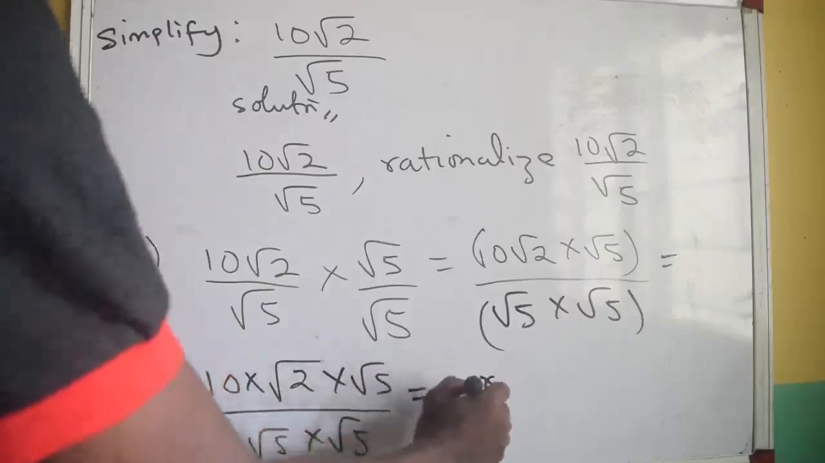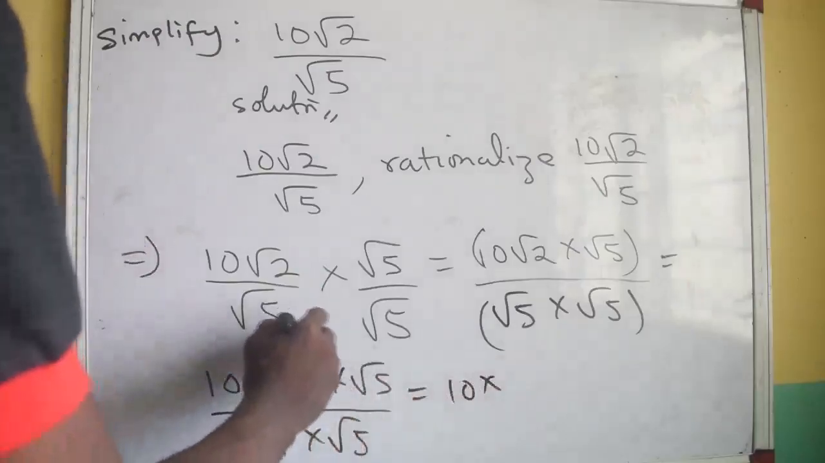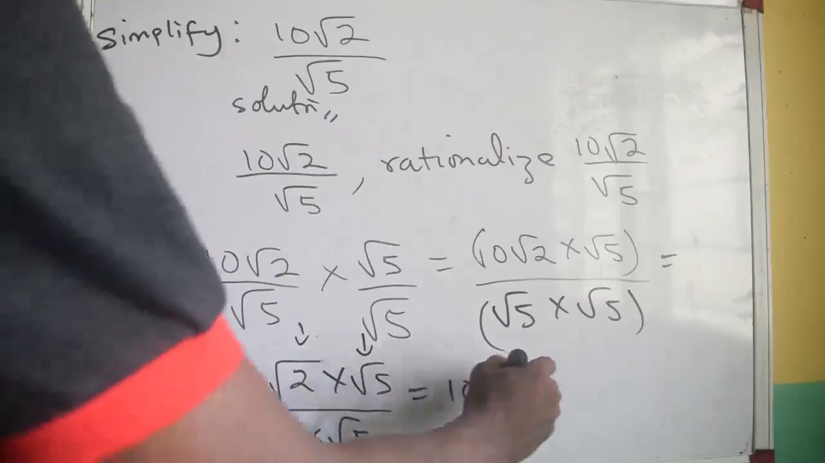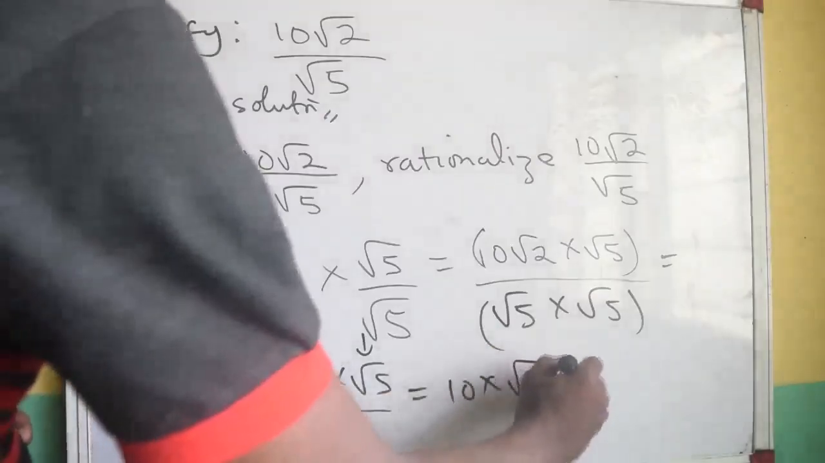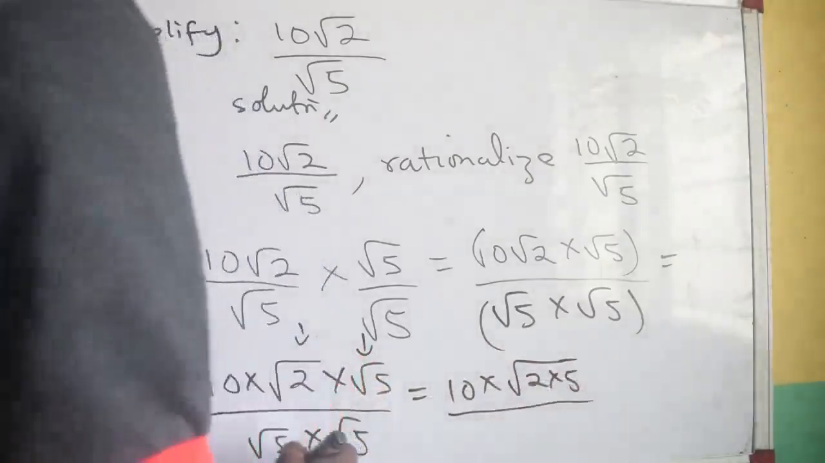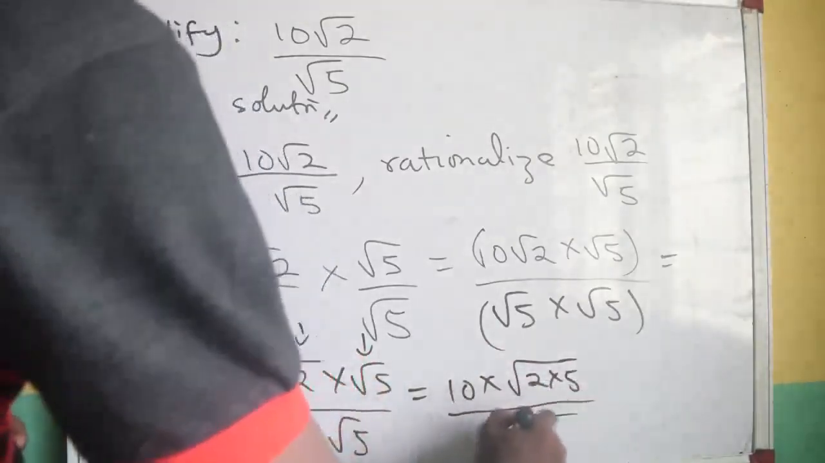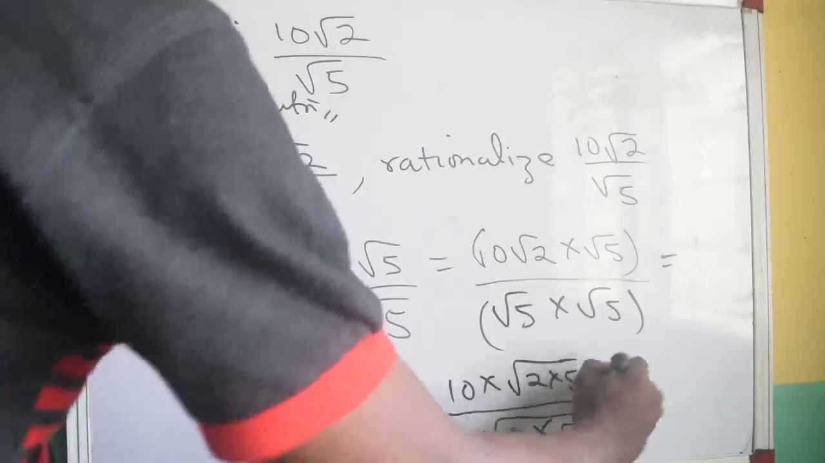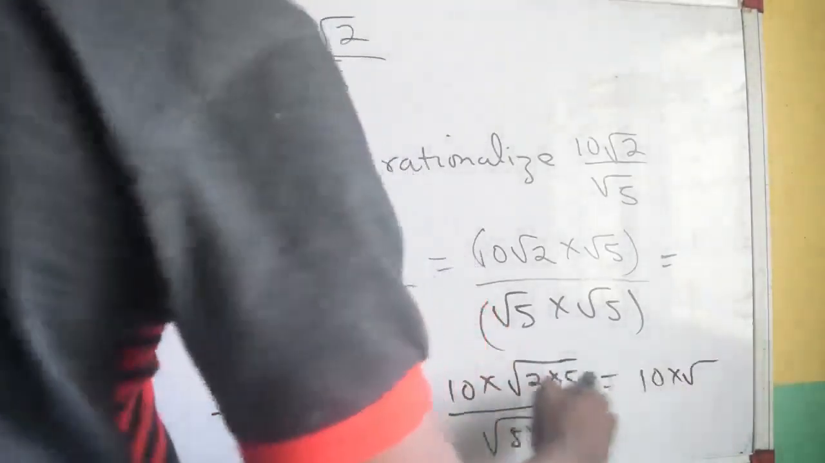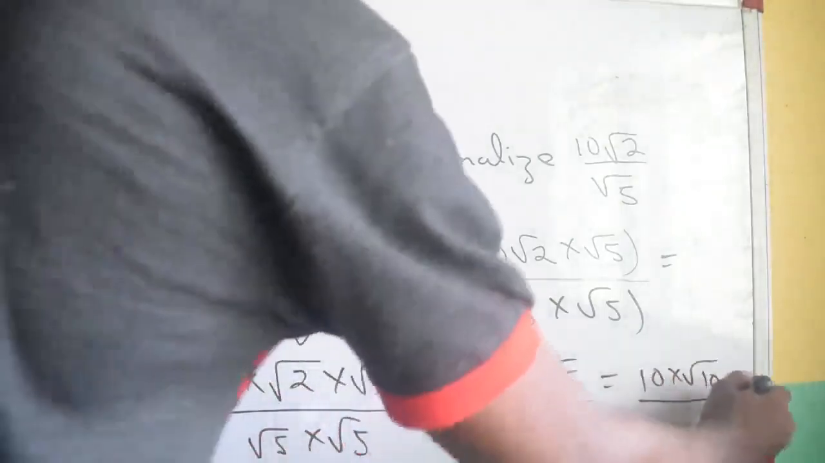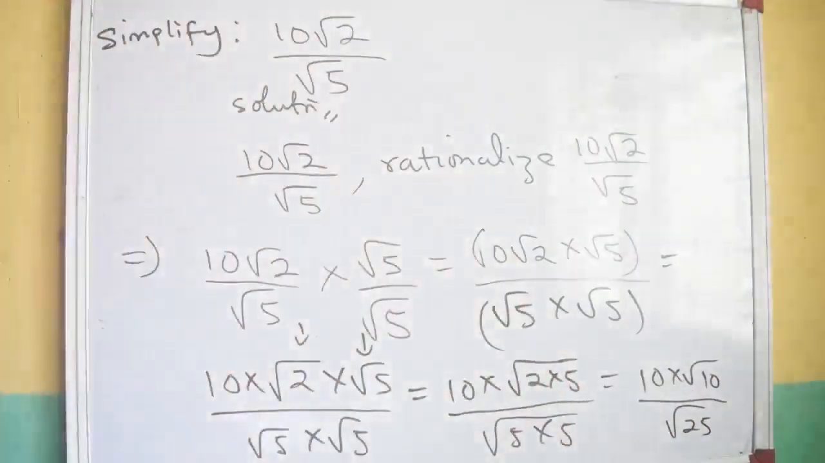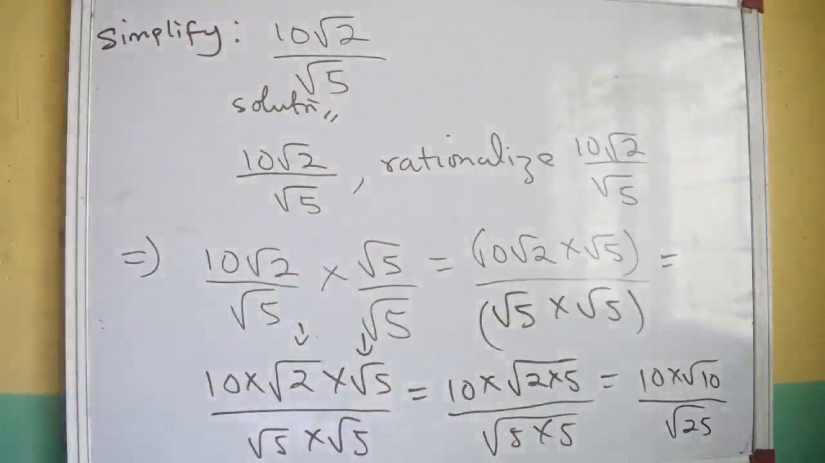Which is the same as saying 10 times, you know one of the laws, the law of multiplication of surds. So we put this inside the same root, since both are multiplication, all over 5 times 5. So this will give us 10 multiplied by root of 2 times 5, which means root 10, all over root of 25, because 5 times 5 is 25.